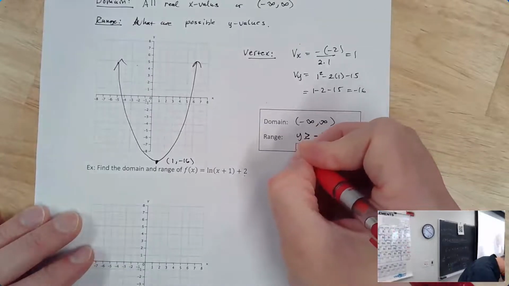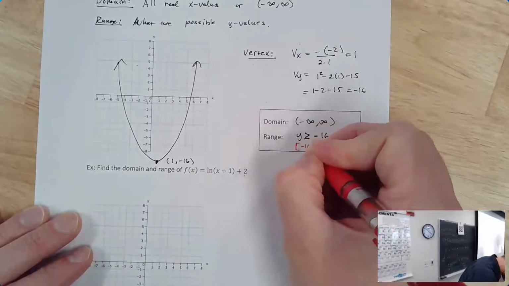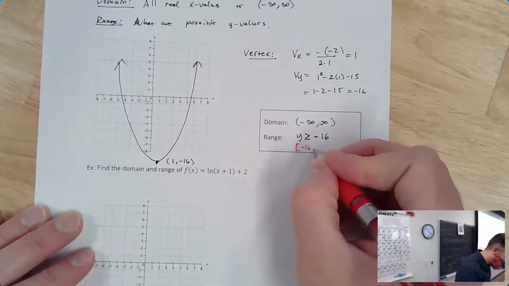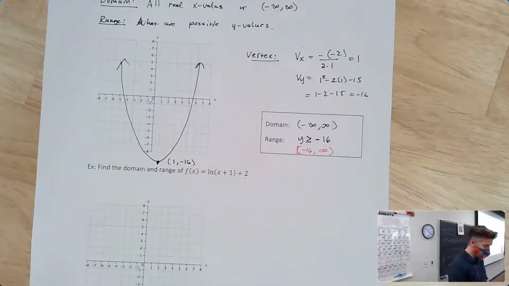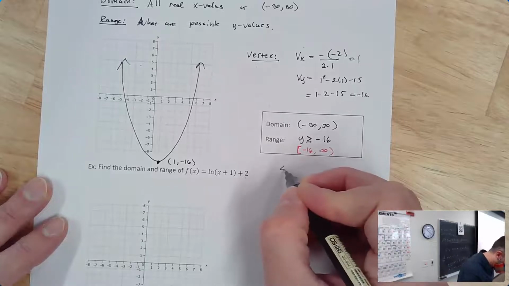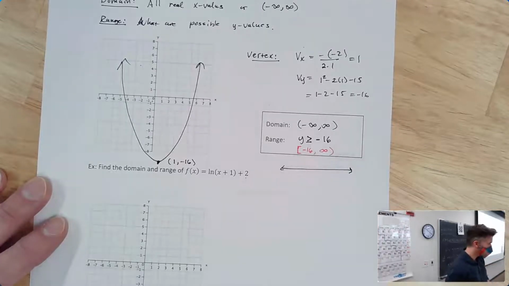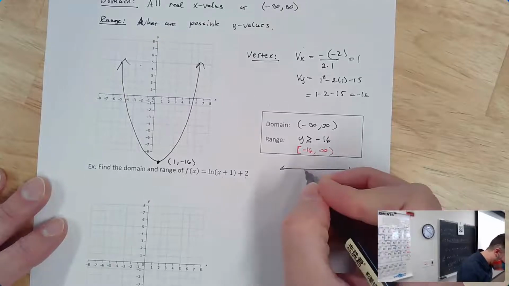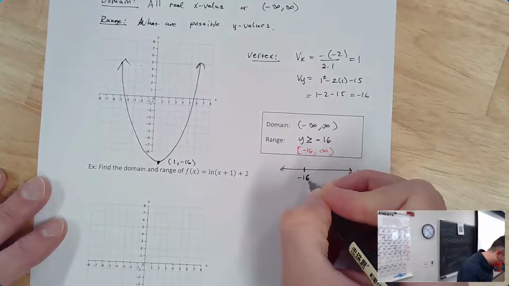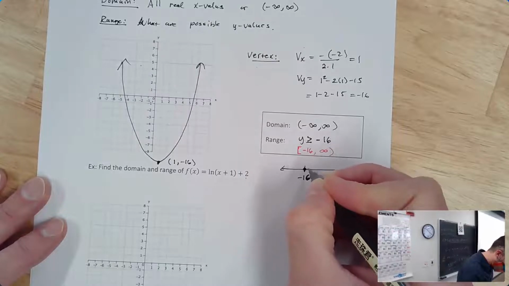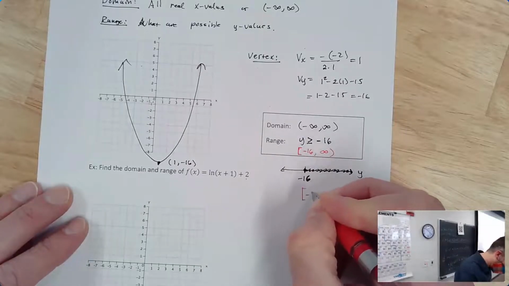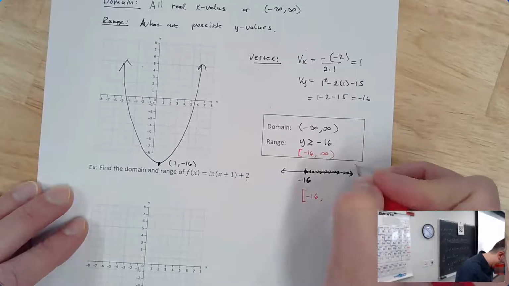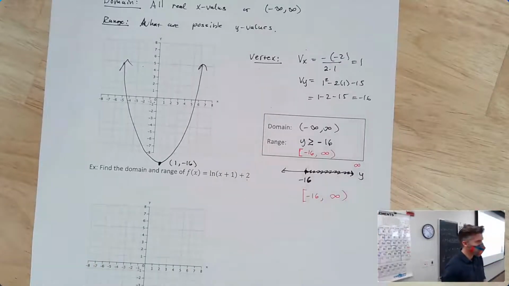You're going to have a bracket with a negative 16 because we want to include that, and then we want everything that's larger than that. If I'm doing the interval notation, I like to draw it on a real number line. So I'm thinking about my y values. I'm like, okay, y can be as small as negative 16, and I can include that. And then I want everything to the right. I want all of this. So I want everything from negative 16 inclusive, and then over here is infinity. That's my range. So all my possible y values.